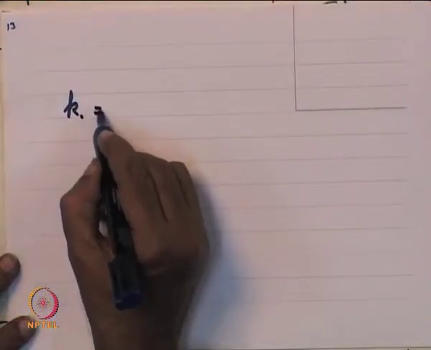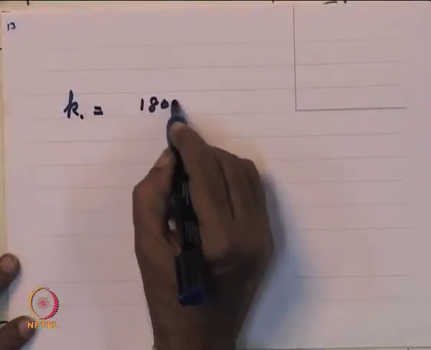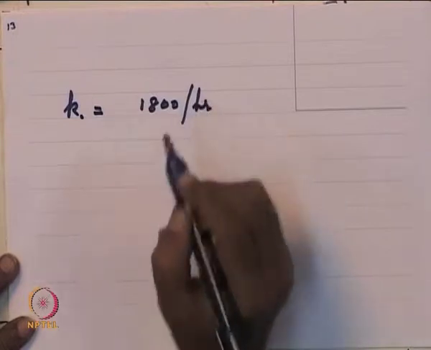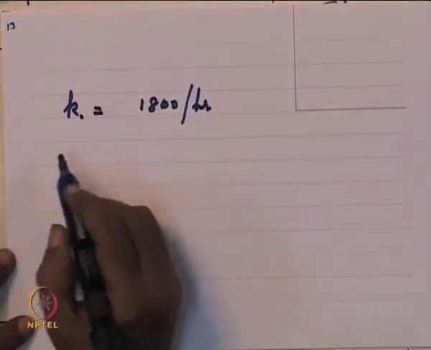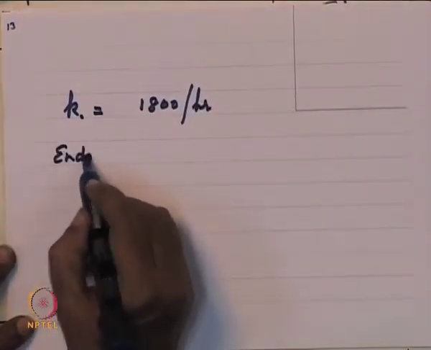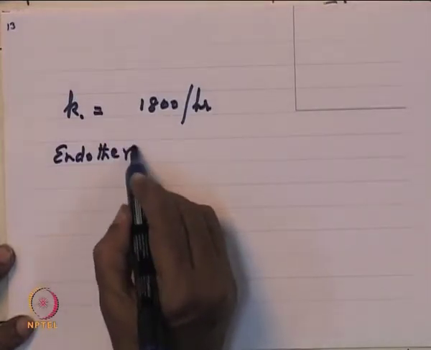So, we want to consider the second related issue of what I call further considerations in energy balance. So, let us look at that exercise. Before we get into this, there are a few points I want to draw your attention to. Let us say you have a chemical reaction whose rate constant K is, let us say, 1800 per hour. Let us say you have an endothermic reaction, as an example.